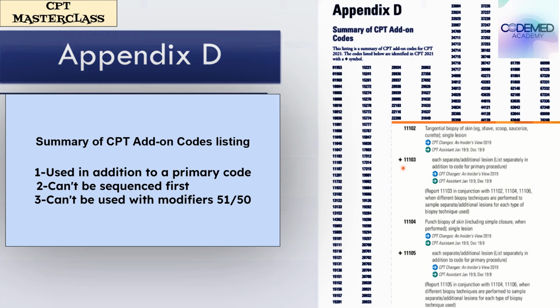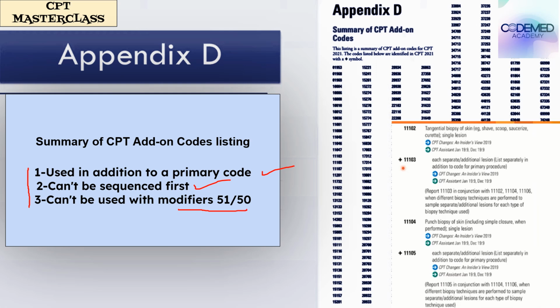Appendix D, which is a very important appendix. Appendix D talks about the summary of the add-on codes. Now, whenever you are using the add-on code, these are the three important tips that one must remember: you have to use the add-on code in addition to the primary code. Then, add-on code can't be sequenced first, and you cannot use the modifier 51 and 50 with the add-on codes.